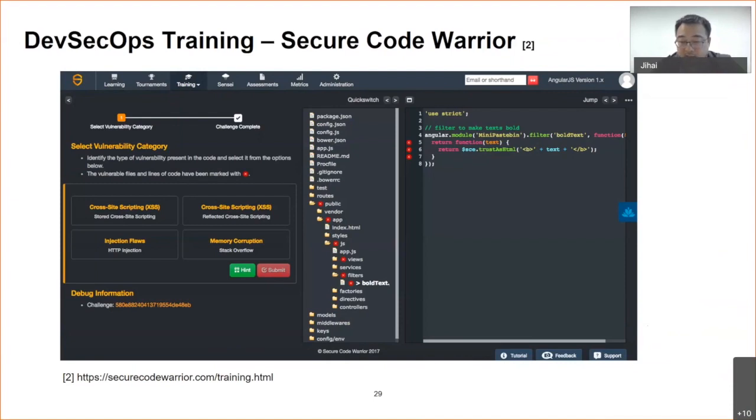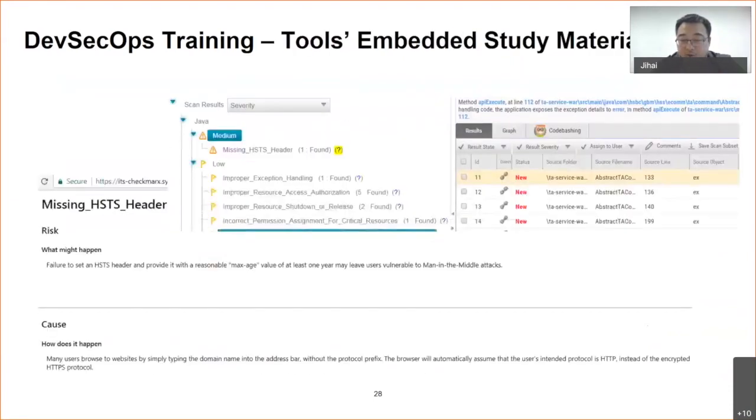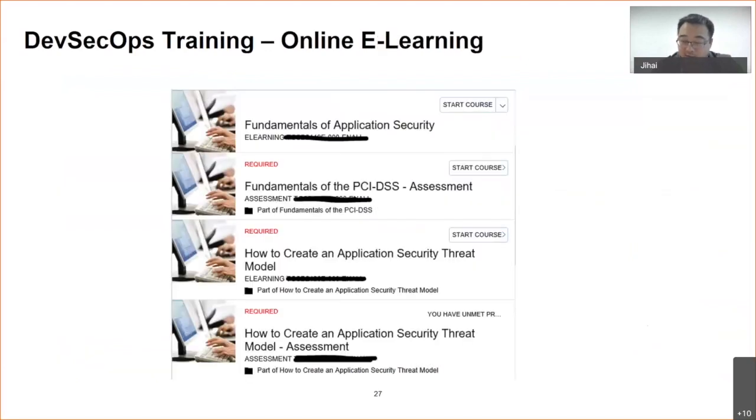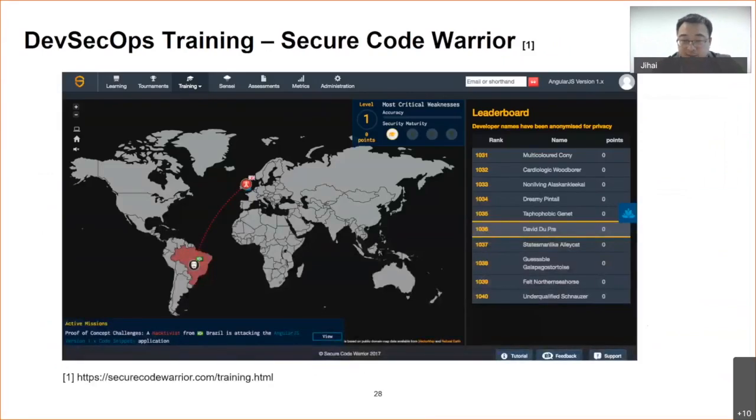So like I mentioned before, we use three different ways to provide training to developers. One is the tutorial in the tools. Secondly, we have online training courses. The third one is an online training platform.